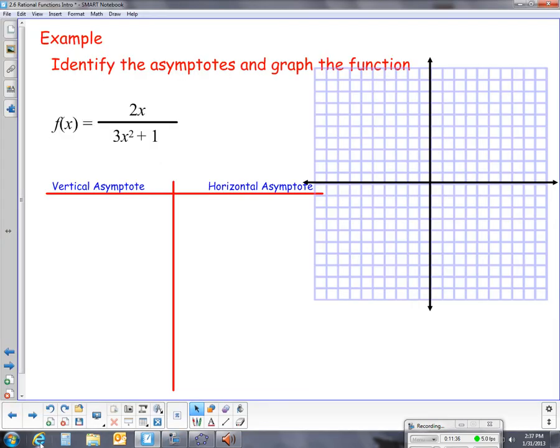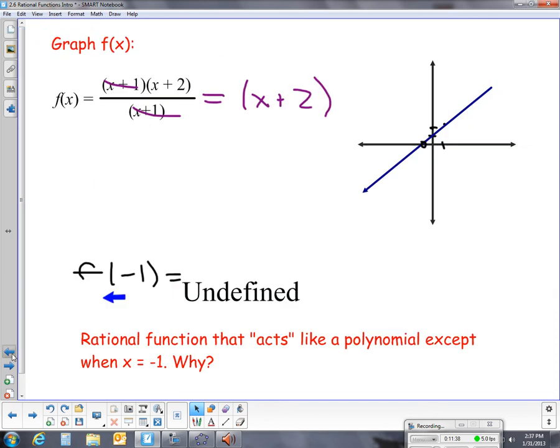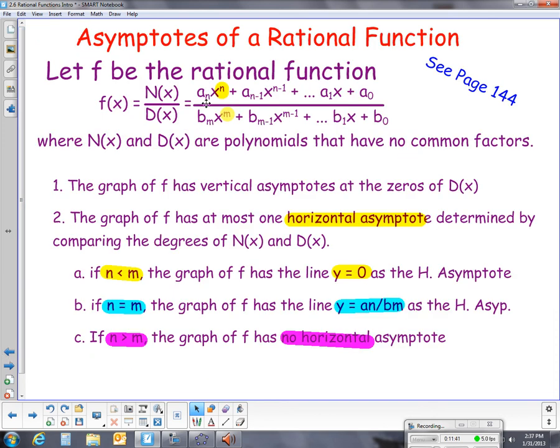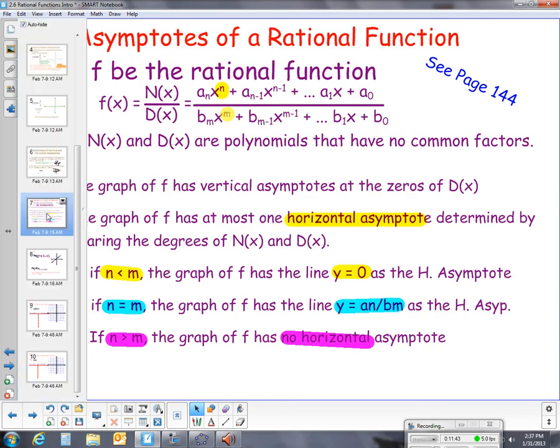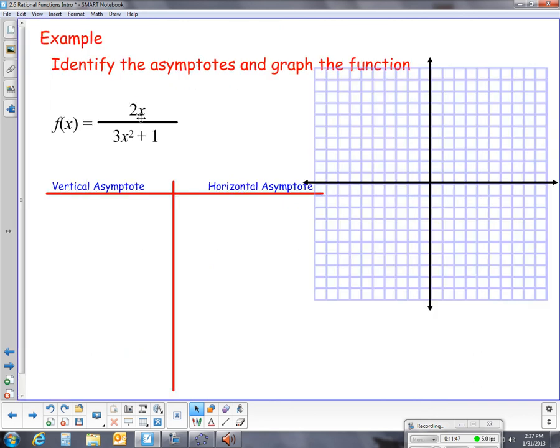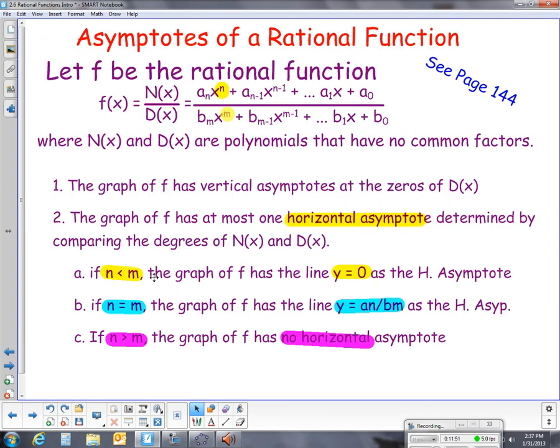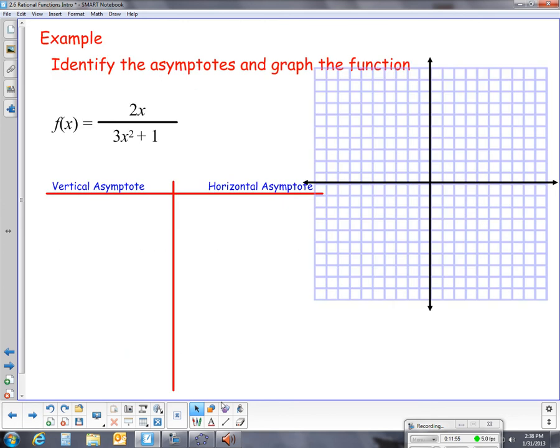So we look at our rules on page 144, which I also have right here. We have 1 here and 2 here. So the numerator is smaller than the denominator, so we have the asymptote at y equals 0. So we have y equals 0 as an asymptote, and I can graph that.